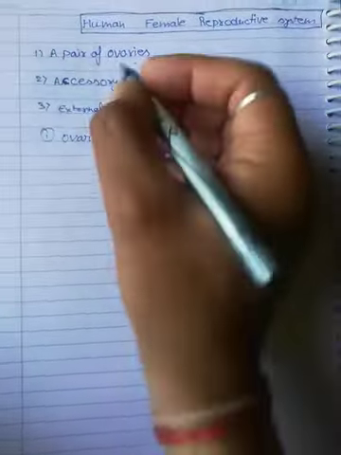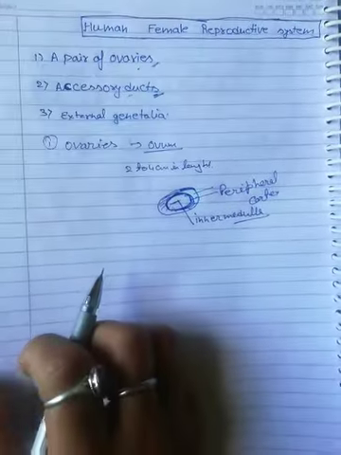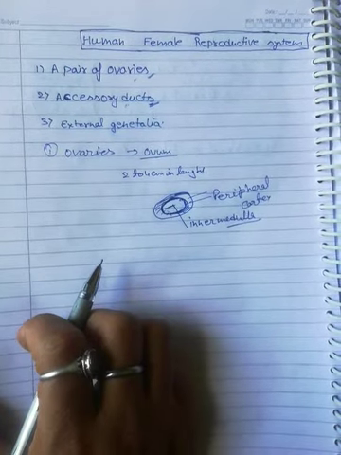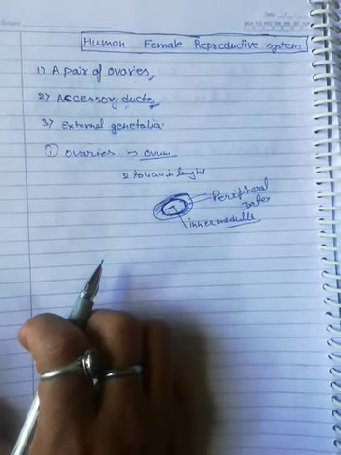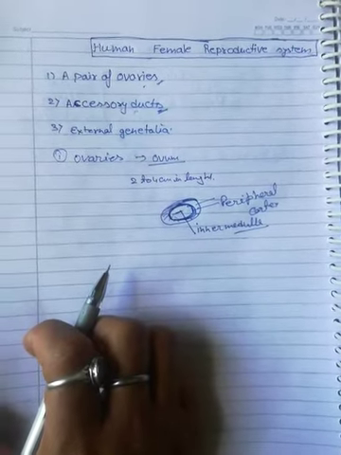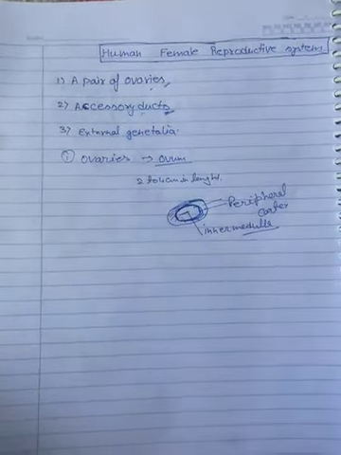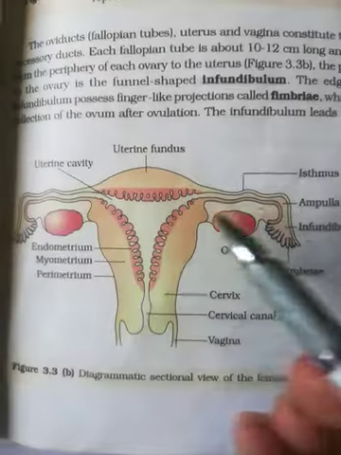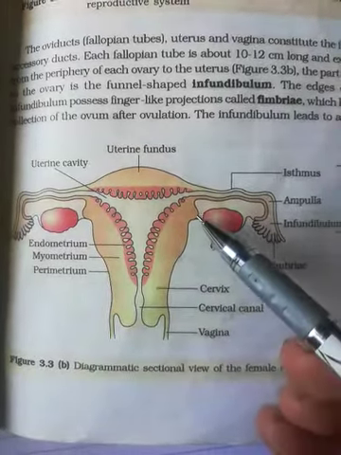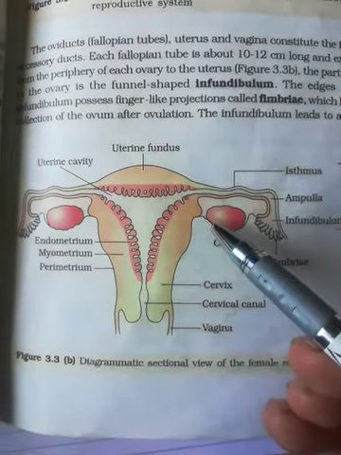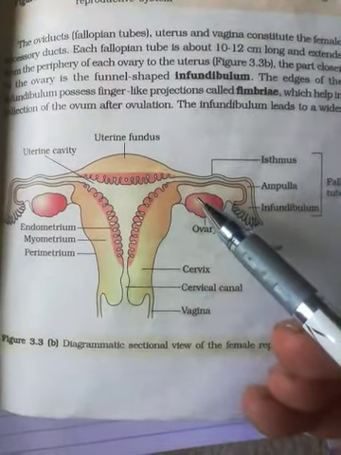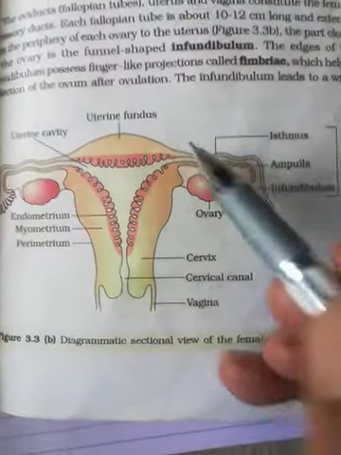The second important part of the human female reproductive system is accessory ducts, and I want to tell you that there are basically three of them. And what are these? I am going to tell you. I want to show you this initially with the help of a figure, and the figure is here. You can see in this diagram, these two are the ovaries, and the ovaries are attached with the help of ligaments to the uterine wall. You can observe here. Now I am coming to the accessory ducts.